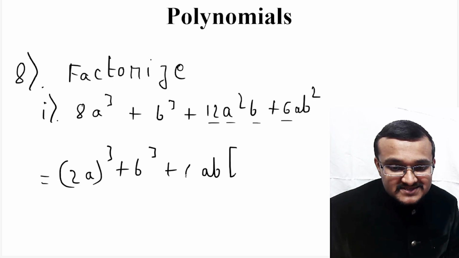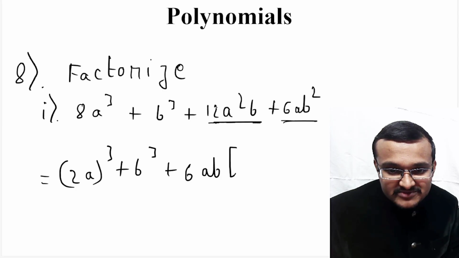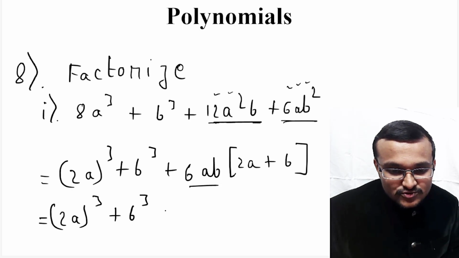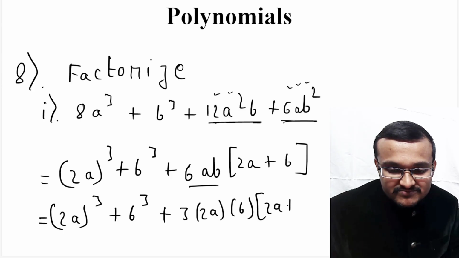So now you can take 6ab common in these two terms. So if you take 6ab common, here what will be remaining? 2 will be remaining, a will be remaining. So 2a, in this if you take 6ab common, what will be remaining? b will be remaining. So this I can write as 2a whole cube plus b cube plus 3 into 2a into b into 2a plus b.